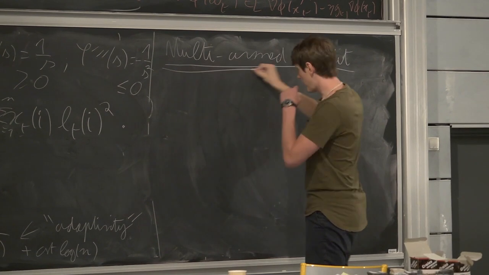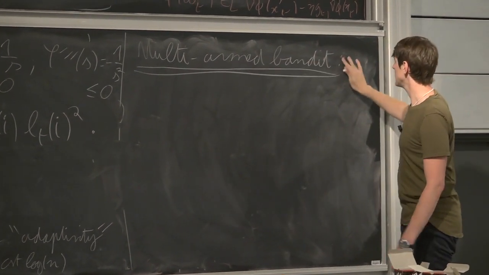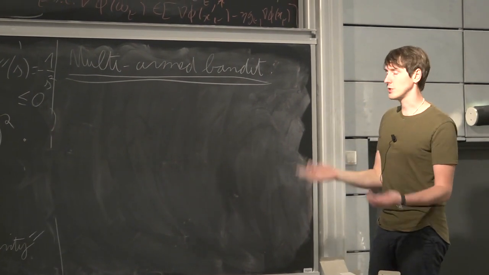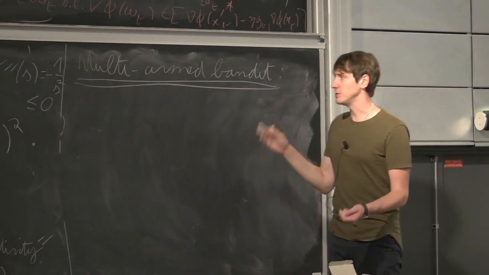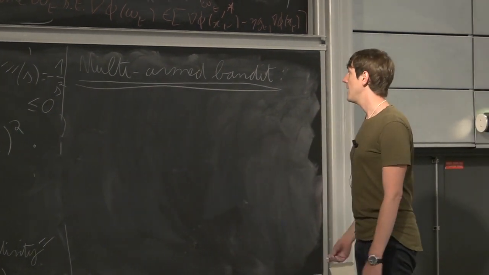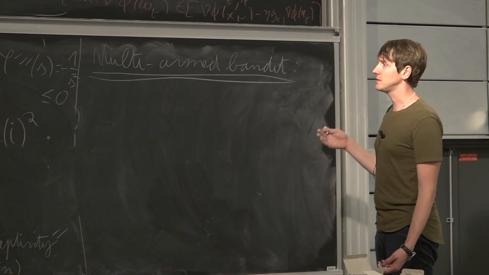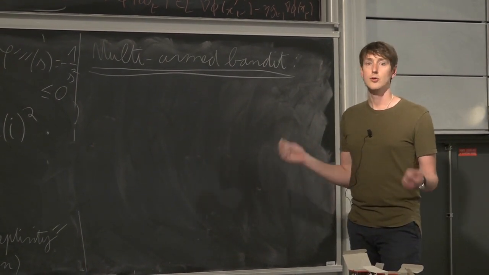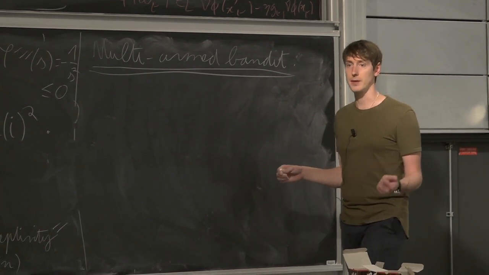So this is a problem which is in the same setting as prediction with expert advice. So you have n actions. You're going to select one of them at each time. There is a loss between 0 and 1 for every action. And the only difference is that at the end of the round, you don't observe the full loss function. You only observe the loss of the action you played.